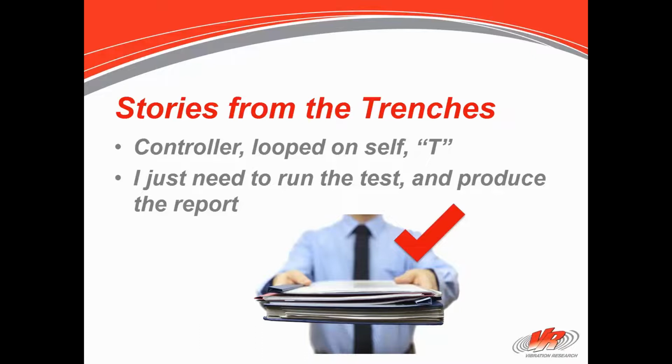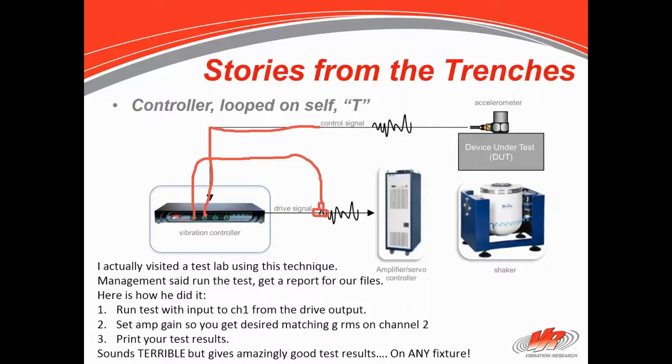So here I actually saw this. I kid you not, I saw it. A controller was looped on itself with a T configuration, and the operator said, I just need to run the test and I just need to produce the report. Here is what he actually did. I have to say it was clever, but it's not right.